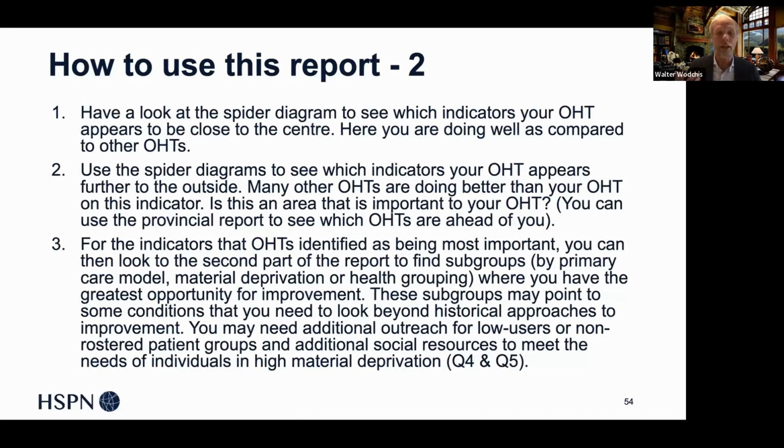And then, thinking about indicators where the Ontario Health teams are most important, you can also look at that second part of the report by primary care model, material deprivation, or health grouping to find out where you have the greatest opportunity for improvement. And those subgroups start to point you to some of the conditions you need to look at beyond what you've just been doing in the past around improvement. So focusing that activity. You may need additional outreach, for example, in low users or non-rostered patients. That's a different approach if you need to work within a family health team to better access care for that. So that's part of the uses of these.